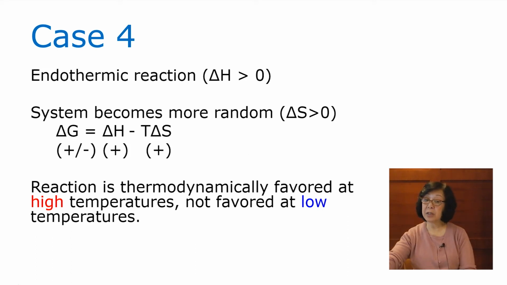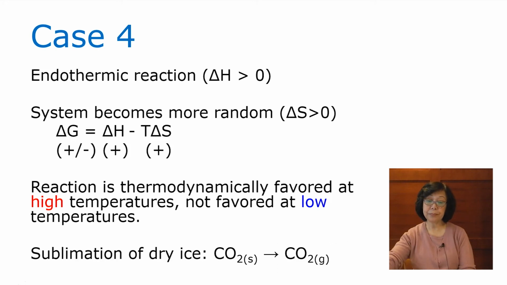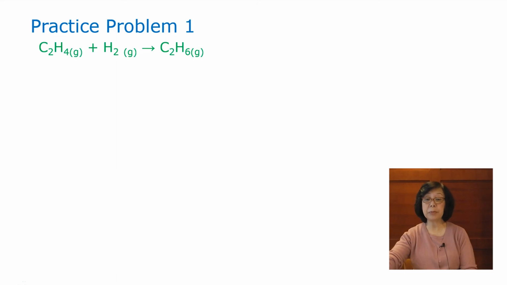However, if the temperature is low, then this negative term, negative T delta S, will be quite small in magnitude, and the delta G could be positive and not favorable at low temperature. Hence, like the sublimation of dry ice from solid into gas, this is favorable at high temperature, but not at low temperature. So we should be able to utilize these 4 case scenarios to account for whether a reaction will occur spontaneously or not. Practice problem number 1.